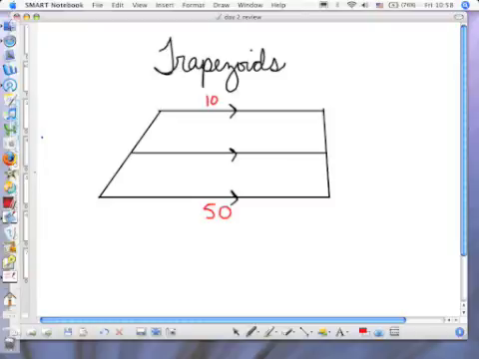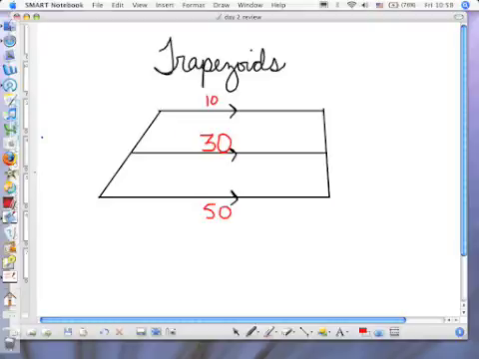The bases here are 10 and 50. If you're asked to find the measure of the median, it's 30, because 10 plus 50 is 60 and half of that is 30. I want you to take note. What's the difference between these two? 20. And what's the difference between these two? 20. It's always like that.